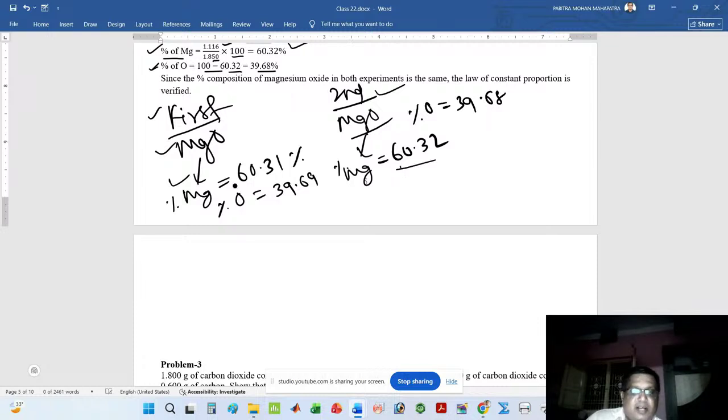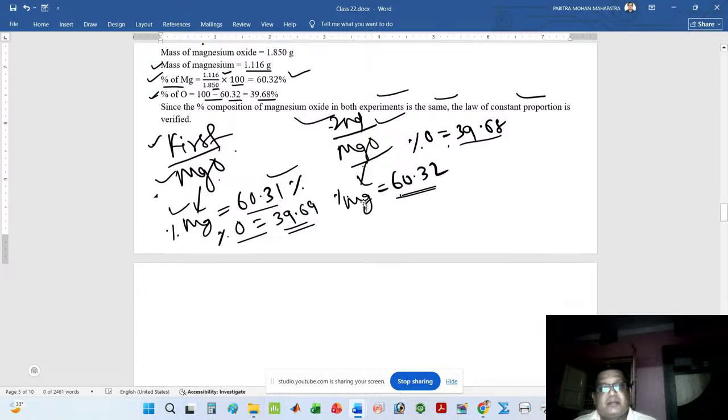Similarly, the percentage of oxygen in the first experiment must be nearly the same as the percentage of oxygen in the second experiment. Here 39.68, here 39.69. They are just similar with each other. If you think about the magnesium, here 60.31, here 60.32. They are just similar with each other. Finally, you can say that the magnesium oxide used in the first experiment has the same composition as the magnesium oxide used in the second experiment. That means the composition of magnesium oxide in both experiments is the same. So the law of constant proportion is verified.